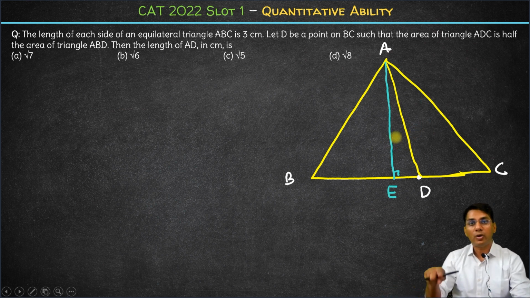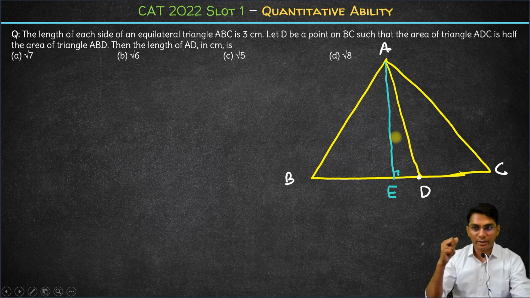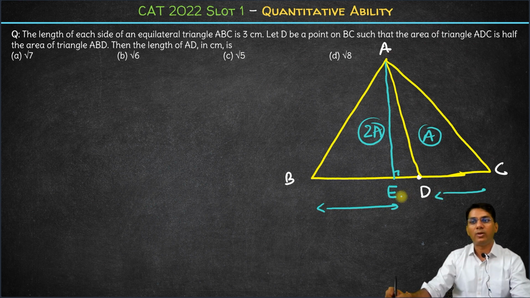Hence the ratio of their areas will be the same as the ratio of their bases. We know this, right? Area is half of perpendicular into base. If the perpendicular of two triangles are the same, then the ratio of areas will be the same as the ratio of their bases. So if the ratio of their areas is 2:1 for ABD and ACD, the ratio of their bases BD and DC will also be 2:1.